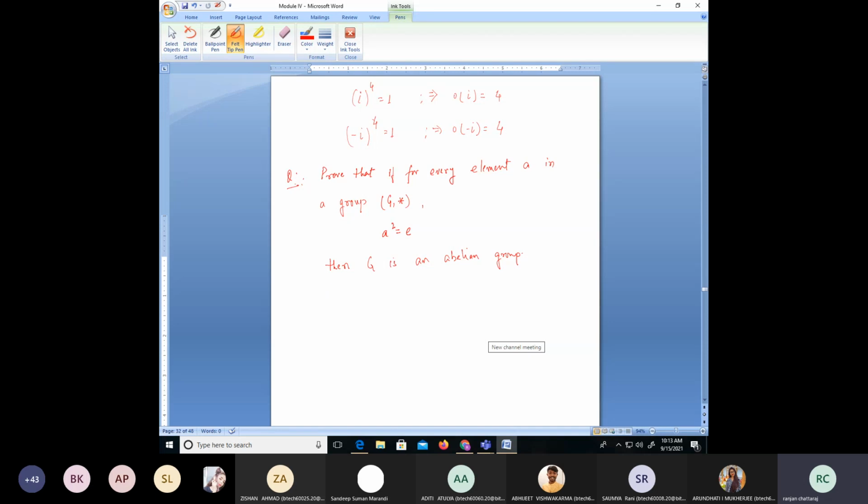But the converse is not necessary, because I am writing here if, not if and only if. So prove that if for every element A in a group G, A square is equal to the identity, then it is an abelian group. But if it is not true, in that case also it can be abelian. In the previous example we saw that some elements have order 4, some have order 2, and some have order 1. In that case also it is abelian. Prove it.